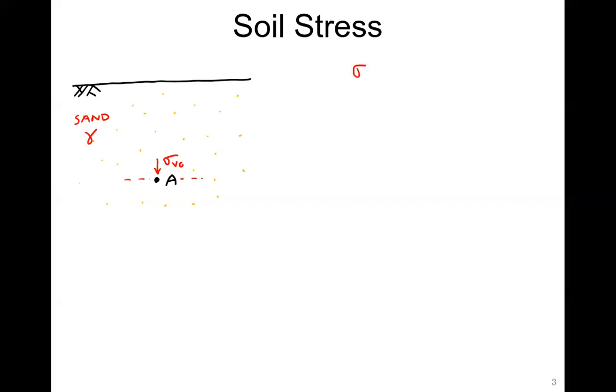We note this as sigma V0. This is our initial vertical total stress. We're just looking at total stress here, but again, if we subtract out the pore water pressure, then we get our effective stress.